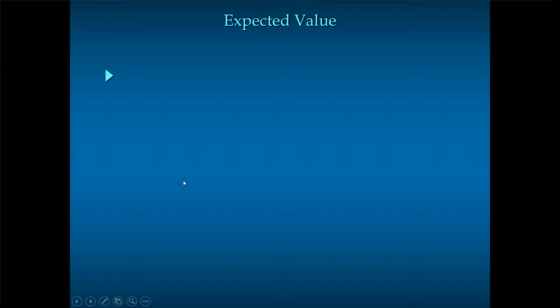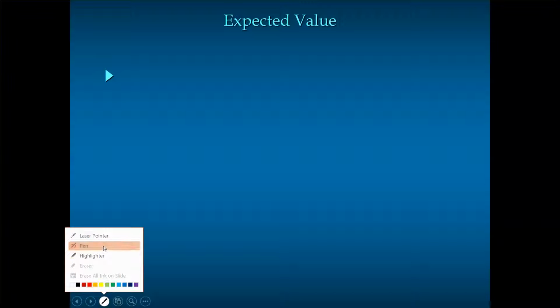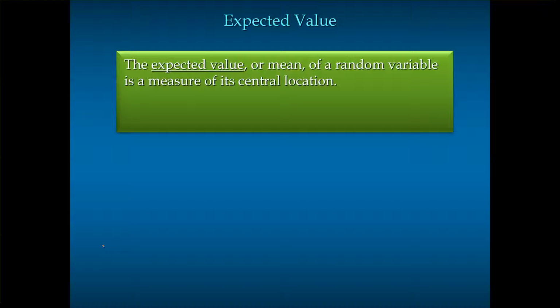In this video, we will learn how to calculate the expected value and the variance for a discrete probability distribution. The expected value or mean of a random variable is a measure of its central location. We've already covered it in chapter 3 about different numeric measures for a random variable, and we will use this formula to get the expected value or mean for the discrete random variable.